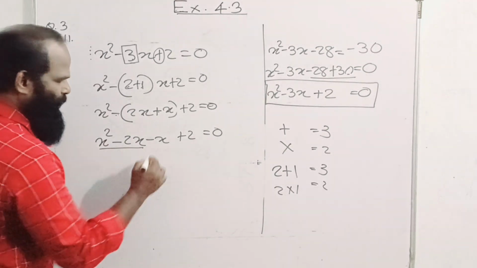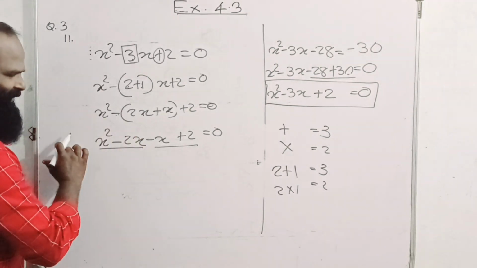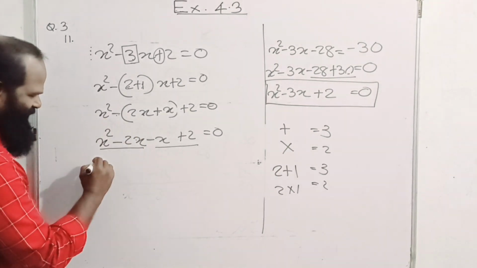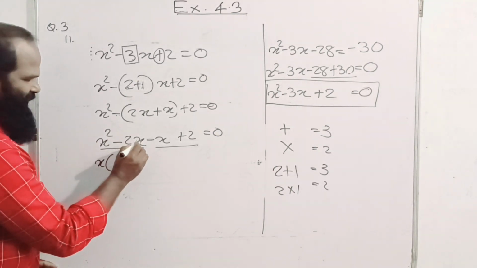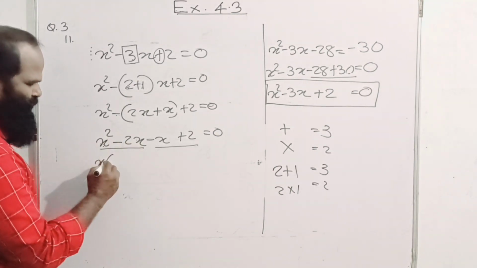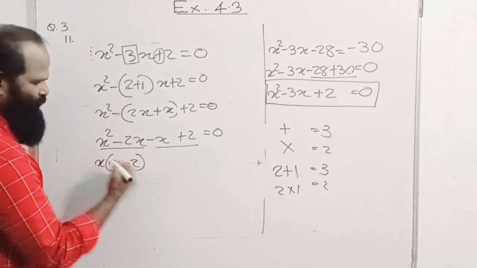Two terms in one group, another two terms in the second group. Let us try to take common factors out. x square minus 2x, x is common. So 1x has been taken from both. So this x square is reduced to x, and minus 2x to minus 2.